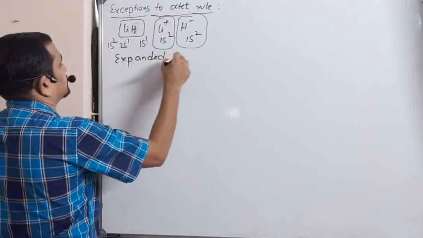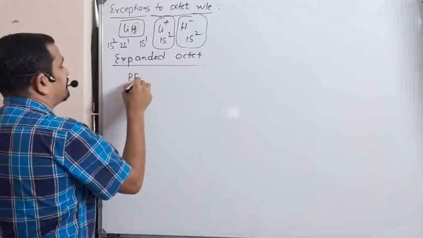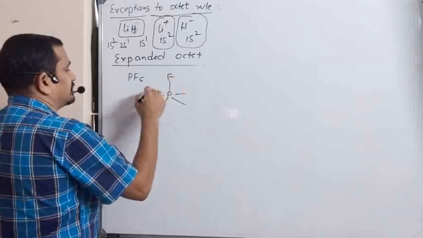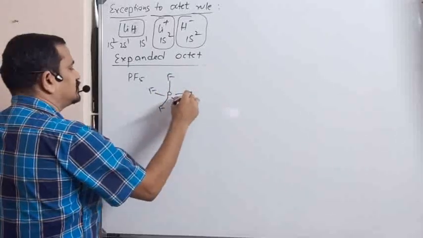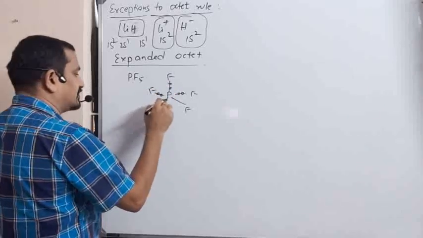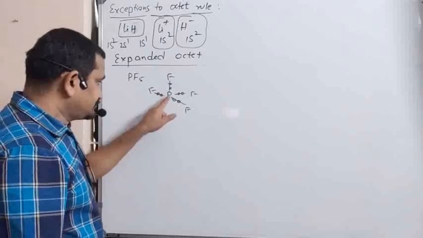Expanded octet. Expanded octet means, suppose PF5. Here, phosphorus formed how many bonds? 5 bonds. Phosphorus formed 5 bonds. You know that each bond is associated with 2 electrons. If you are not aware, just remember that point. We are going to learn all these cases.